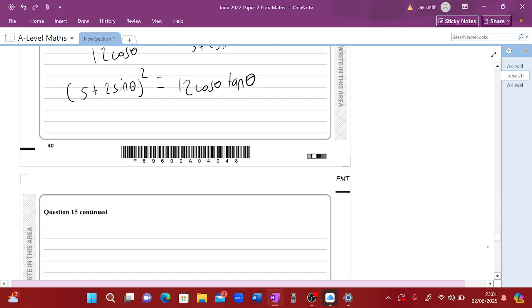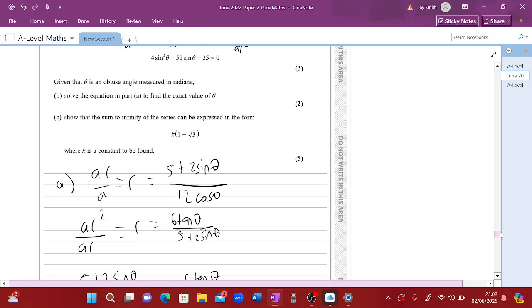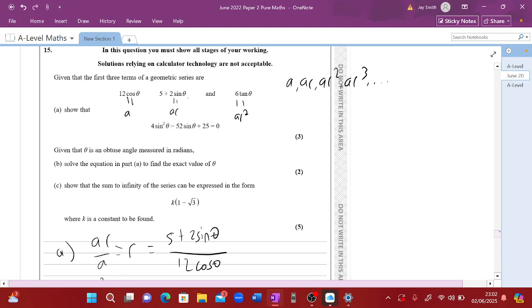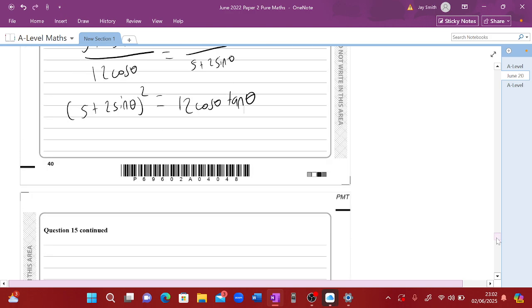Now, I forgot to say, there's a sine squared term. So I think it's going to be wise to expand this bracket, right? And in general, you want to expand brackets anyway. So if I expand that, it's going to be 4 sine squared theta, and then 2 sine theta times 5 is 10, times 2, that would be 20 sine theta, add 25, and that's going to be 12 cos theta tan theta.